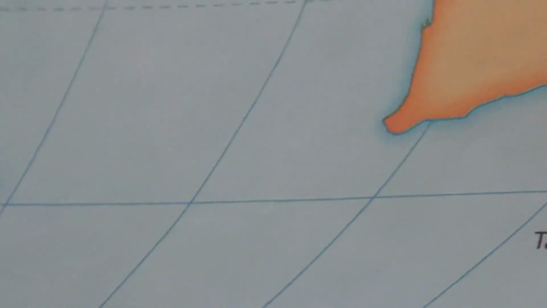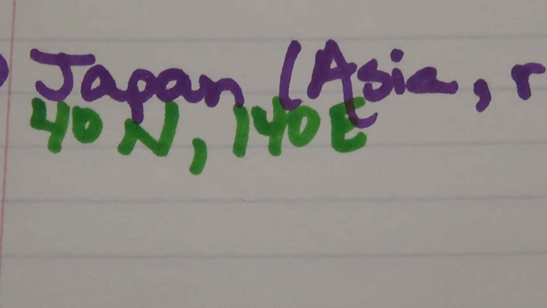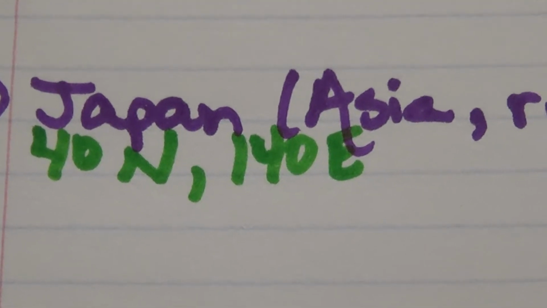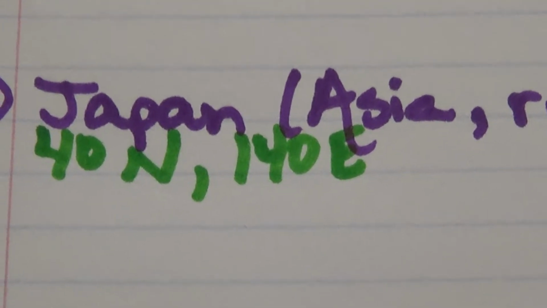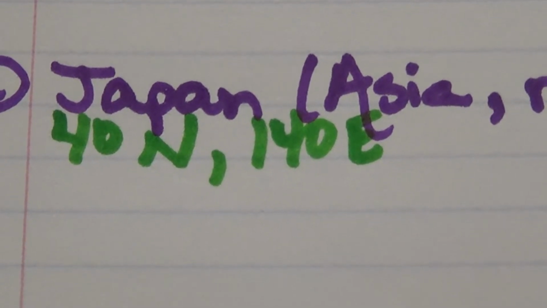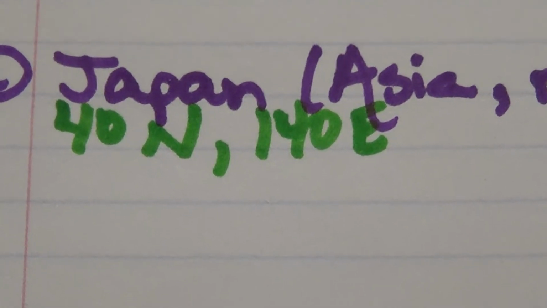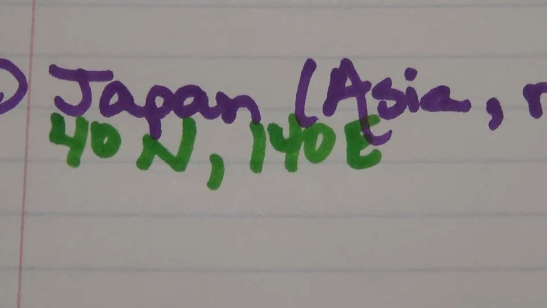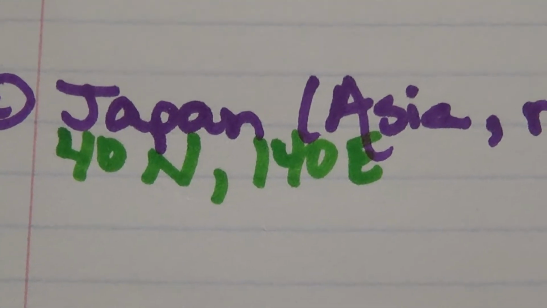And then we are going to write that down. And that is how it's going to look when you write down Japan's coordinates. Make sure you capitalize the N and the E. Please make sure you put the latitude line first. So it should be 40 north first and then 140 east second. We're always going to start with the latitude lines.